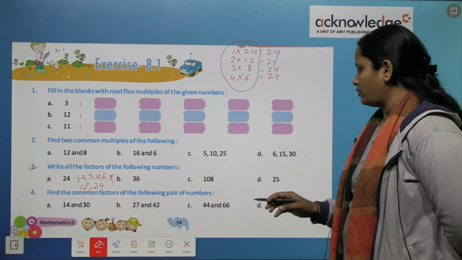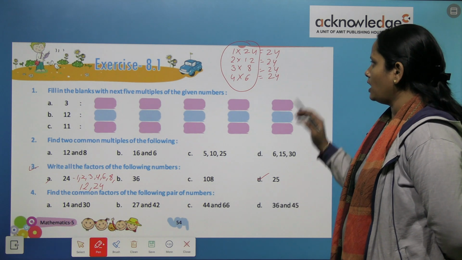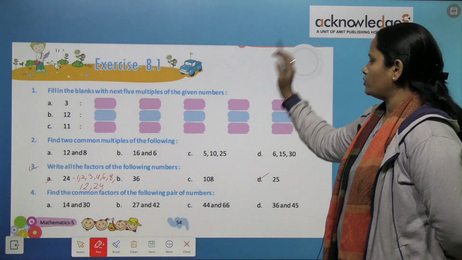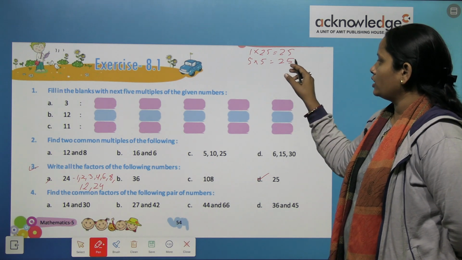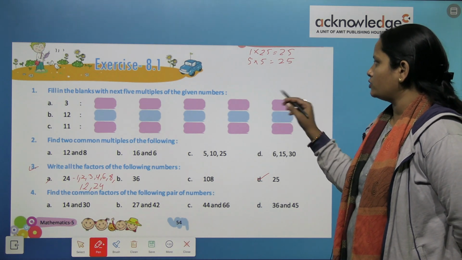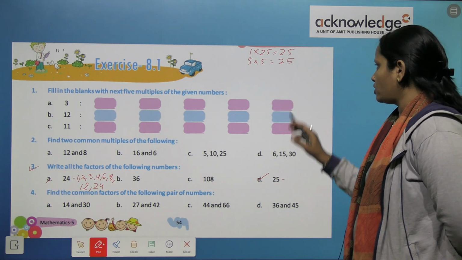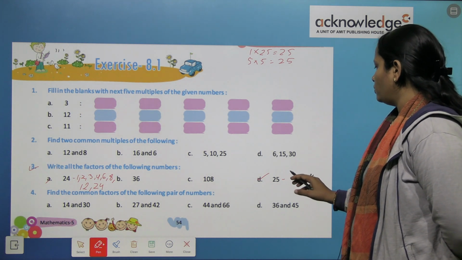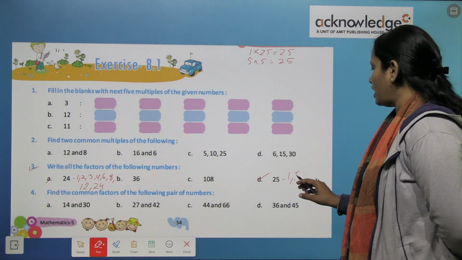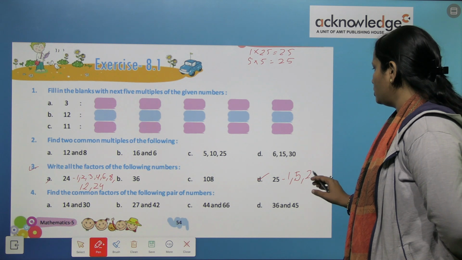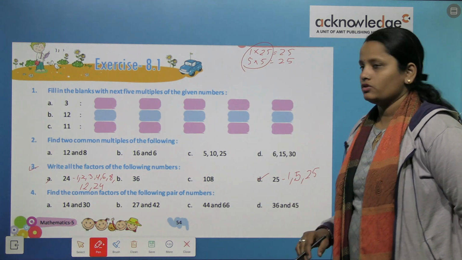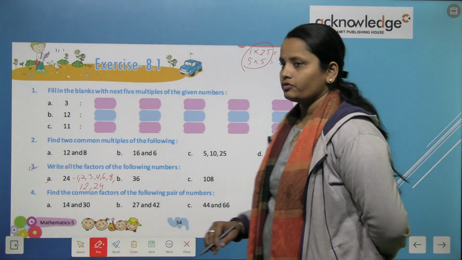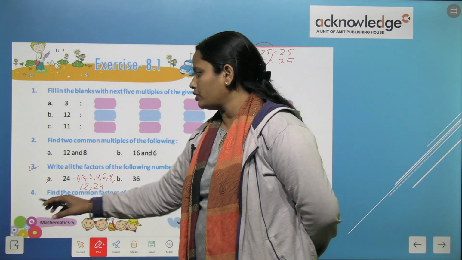Similarly, you have to find the factors of, let's do this D part. Let's find the factor of 25. So here children, now further we cannot get the table of 25. So the factors of 25 are 1, 5 and 25. So these are the factors of 25. Similarly, you have to find out the factors of the rest two numbers.